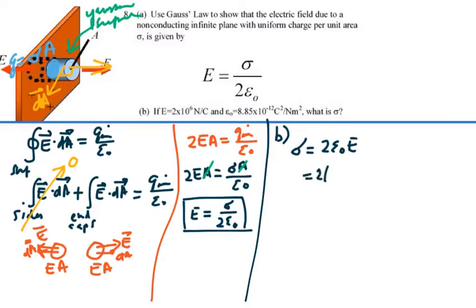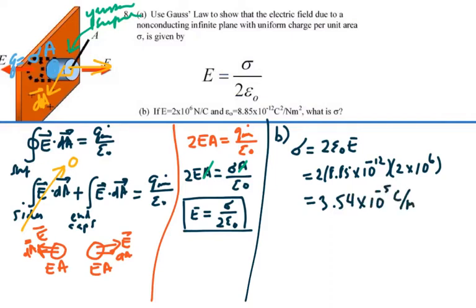So that's going to be 2 times 8.85 times 10 to the minus 12 times the E field, which was given as 2 times 10 to the 6. And so this is equal to 3.54 times 10 to the minus 5 coulombs per meter squared. Everything's SI system, and the other units canceled. 3.54 times 10 to the minus 5 coulombs per meter squared is our charge per area for this plane of charge.